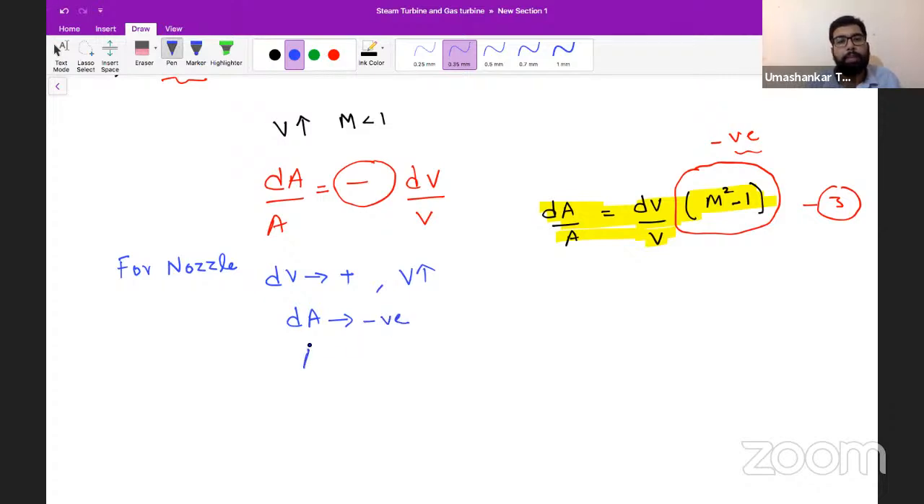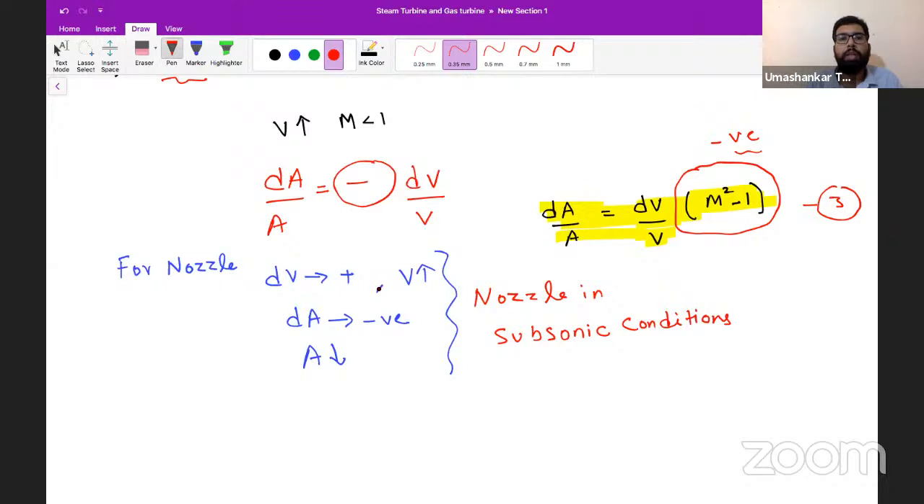So dA is negative means area should be decreasing. These are our observations for the design of a nozzle in subsonic condition, that is, when Mach number is less than 1.